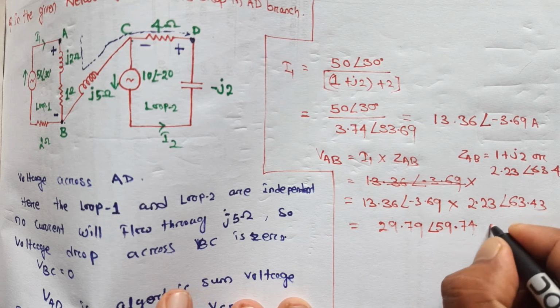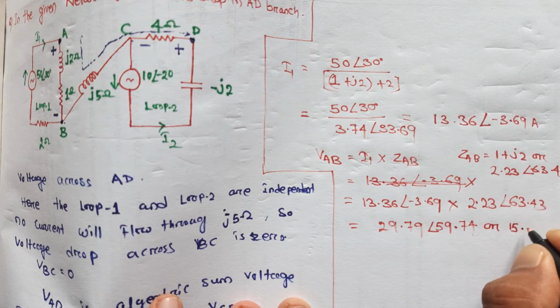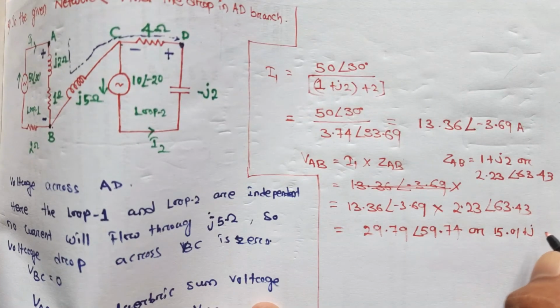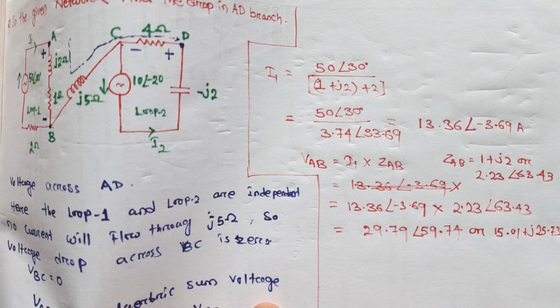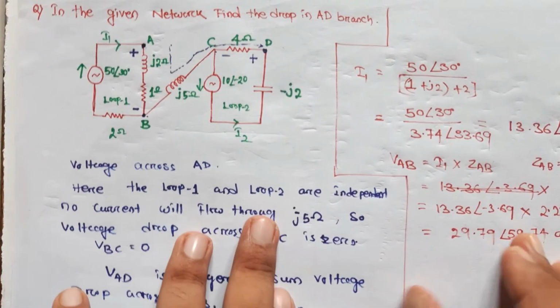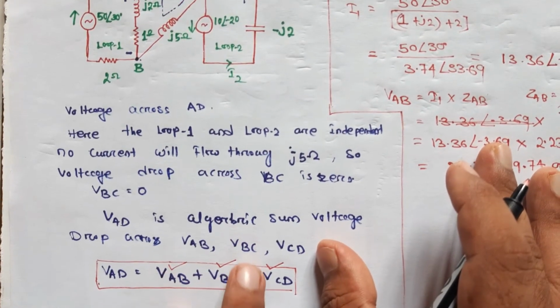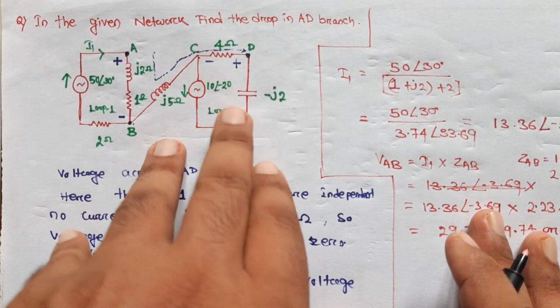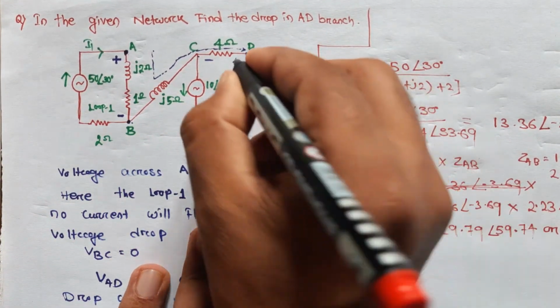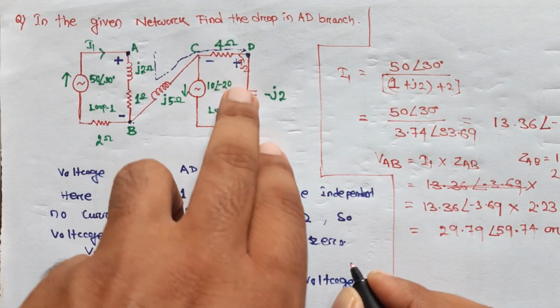Or we convert this to rectangular form, which makes 15.01 plus j25.73 volts. Next we need to find VBC. We already know this is 0, then we need to find VCD. In VCD, the current I2 will be flowing, so we first need to find the I2 value.